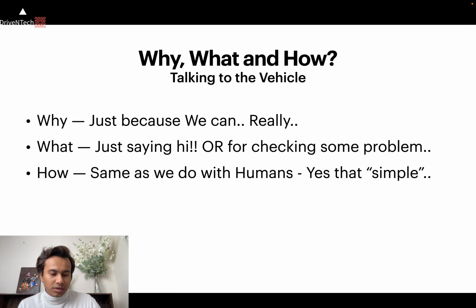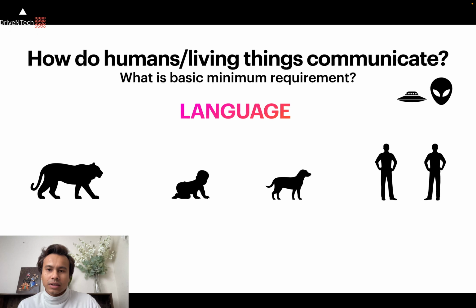So let's first understand how we communicate in some detail. How do any of us humans or any living things communicate? What is the basic minimum requirement? So that is language. But I'll explain how.